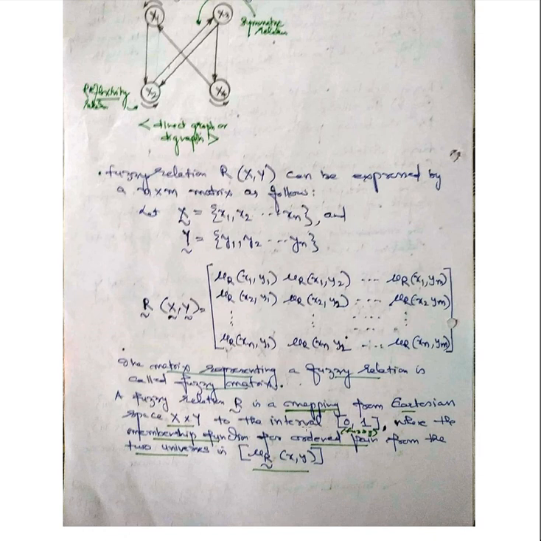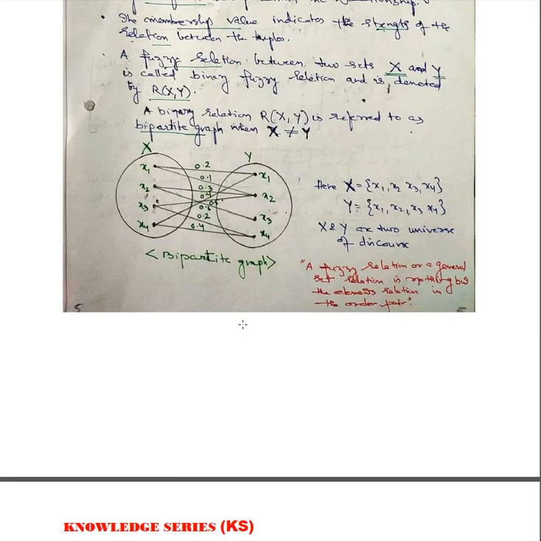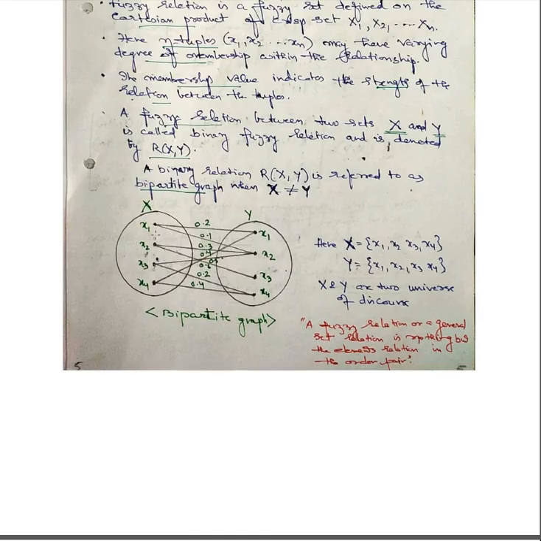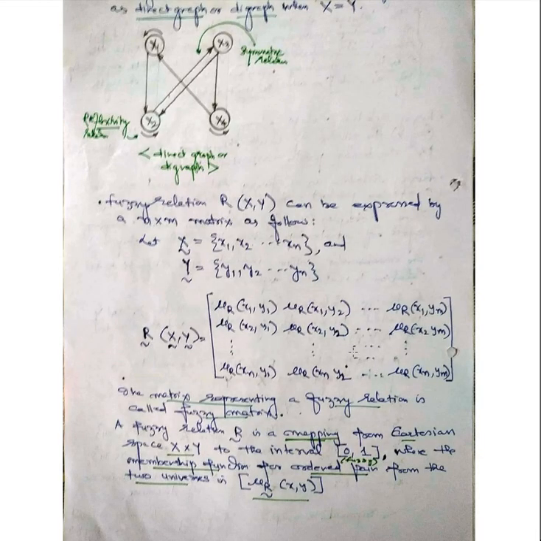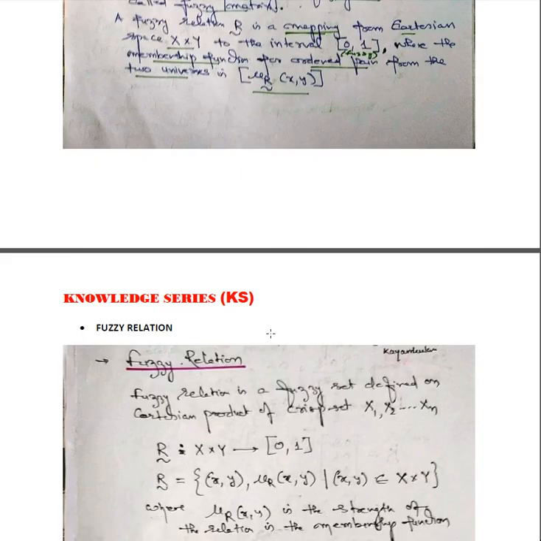Now a fuzzy relation is a mapping from a Cartesian space x cross y to the interval 0, 1, where the membership function is an ordered pair from the two universes, mu r of x, y. That means whatever values we are selecting, the selection is based on the membership value that we defined in the unconstrained relation between the two sets. That is what we see here for the discussion.